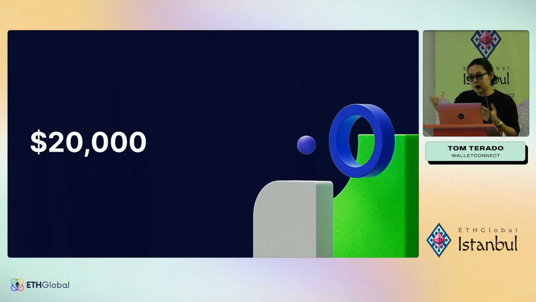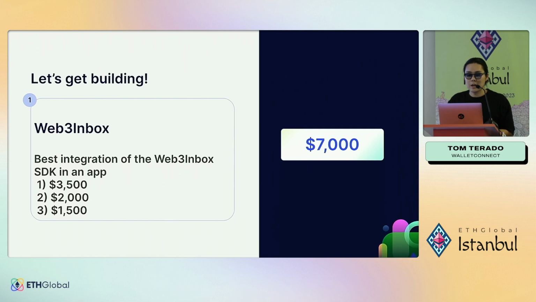Cool. So this is what you guys are here for, of course, among some other things, to network and do all the cool things. We have 20K in total bounty prizes. The first one, which I'll go through in a lot more detail in this workshop today, is around Web3Inbox. For the best integration, there's a total prize of around 7K. That's, I would say, one of the higher prize pools we have.